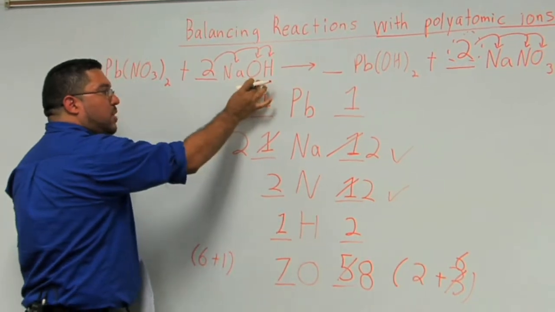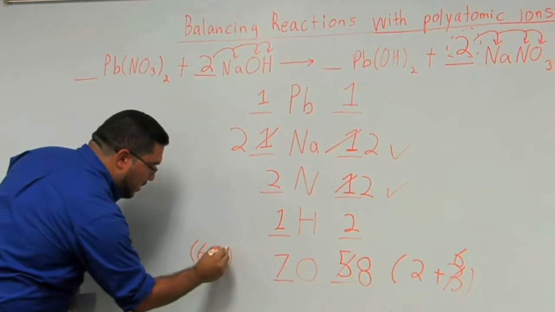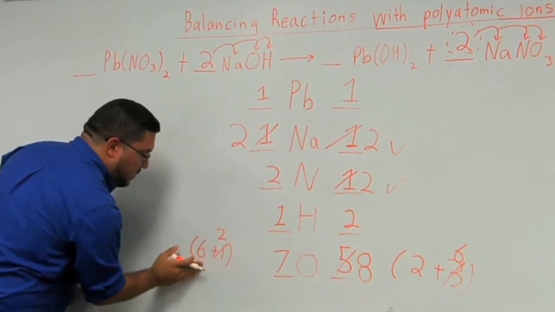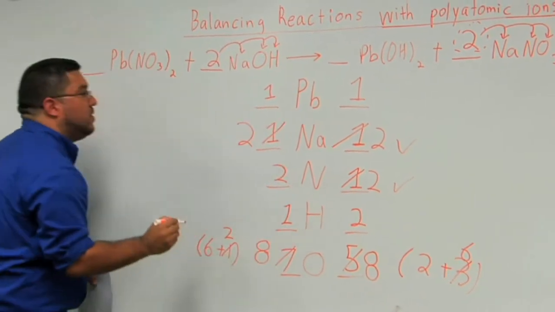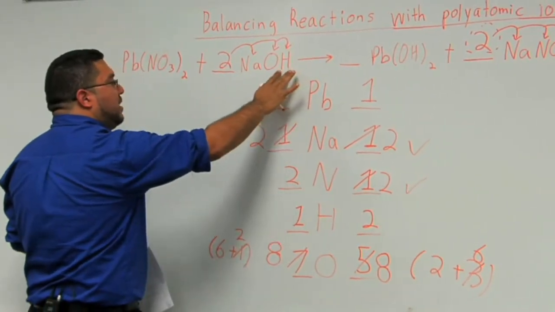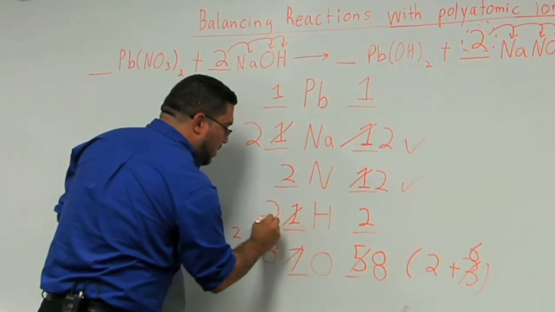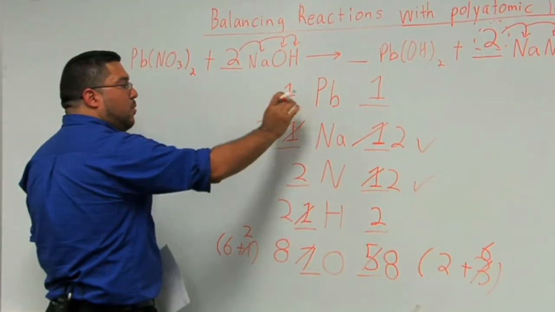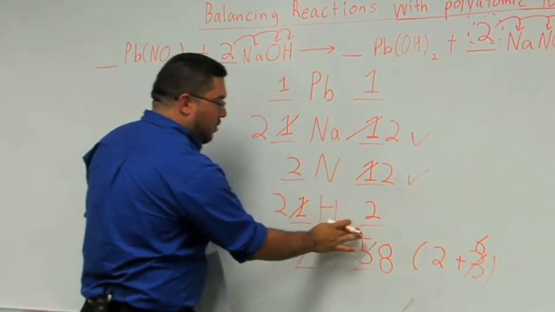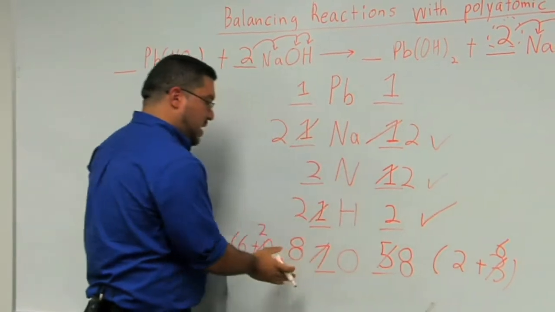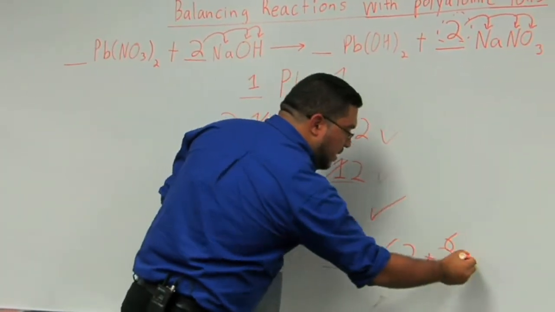So my oxygens will also be affected. Now I have 2 times where there was 1, there's now 2. So this is actually 6 plus 2 for a total of 8 currently. What else is affected? My hydrogens, where initially I had 1, and now I have 2 times 1 to give me 2. And look what happened. Now we have 1 lead on both sides, 2 sodiums, 2 nitrogens, 2 hydrogens, so that's balanced, and your oxygens are actually balanced. You have 8 on the left and 8 on the right.